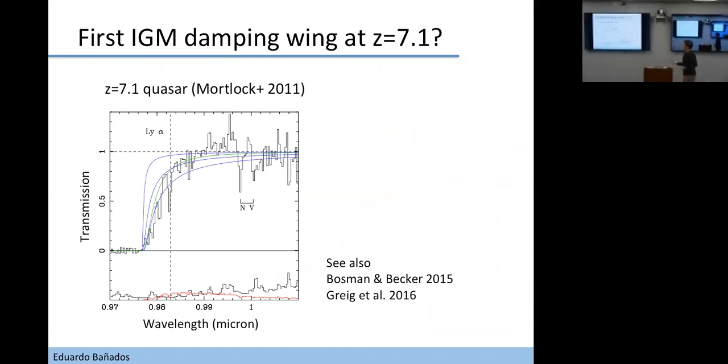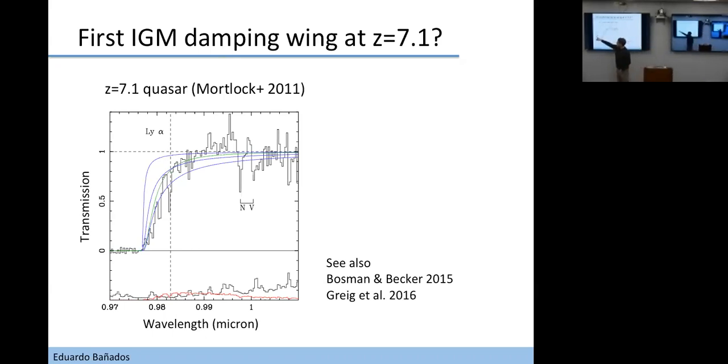But there are claims that maybe we have actually already detected this effect in the previous redshift record holder at redshift 7.1. So there is some evidence that this quasar at redshift 7.1 is showing this Lyman alpha damping wing. There's been some debate in the literature, and it's not very strong, but I think there's still some evidence here that this exists, and this is complicated again.